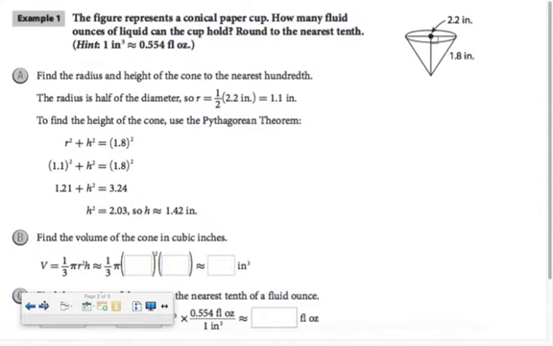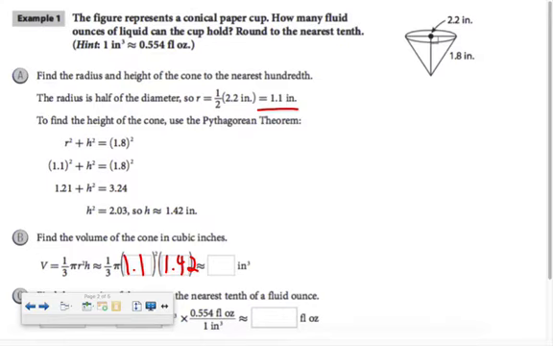And so you go through all that, you take the diameter that they gave of 2.2 and cut it in half to find the radius, and now you have all the information you need to plug into the formula. So the radius that they found was 1.1. The height that they found was 1.42. And when they type that all into a calculator, they find that the volume of the cone is 1.1 squared times 1.42 divided by 3 times pi.